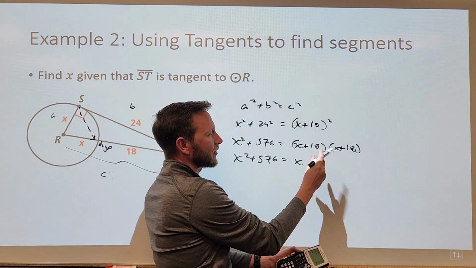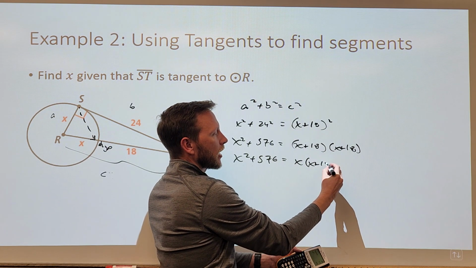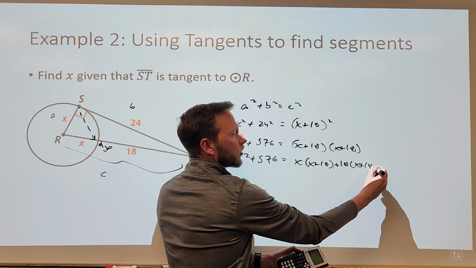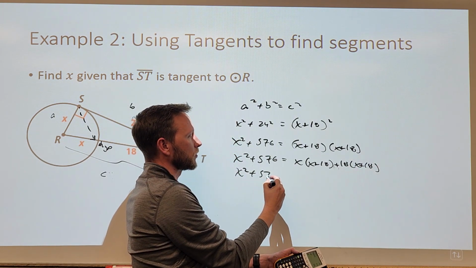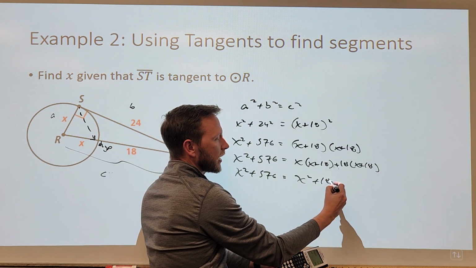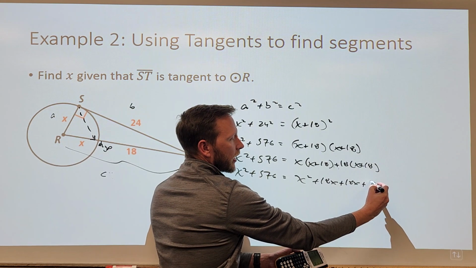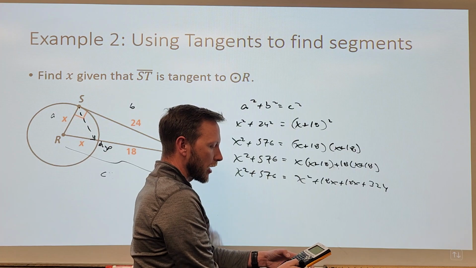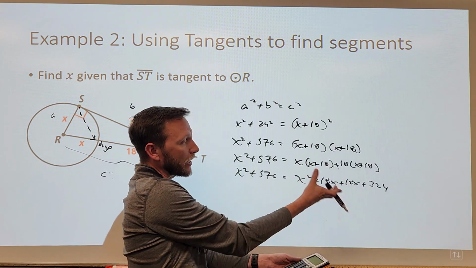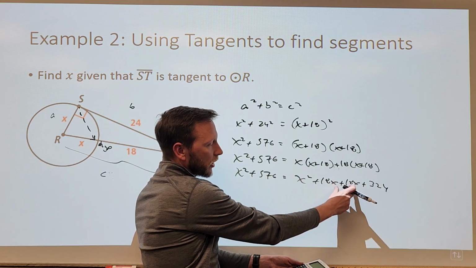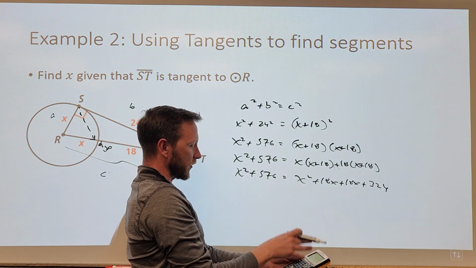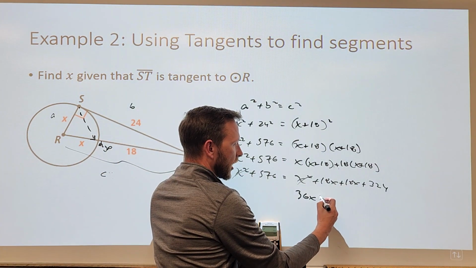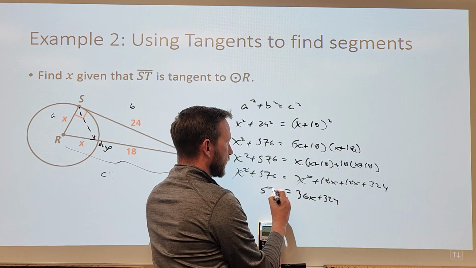But when I'm doing x times x plus 18, and 18 times x plus 18, my work is going to look like this, and we're going to do double distribution. So I get x squared, I get 18x's, I get another 18x's, and I get 324, which is 18 times 18. Now I need to solve this equation. I do have some like terms I can combine. I can also get rid of my x squareds. If I subtract x squareds from both sides, they're canceling out. I'm left with 36x's and 324 is equal to 576.